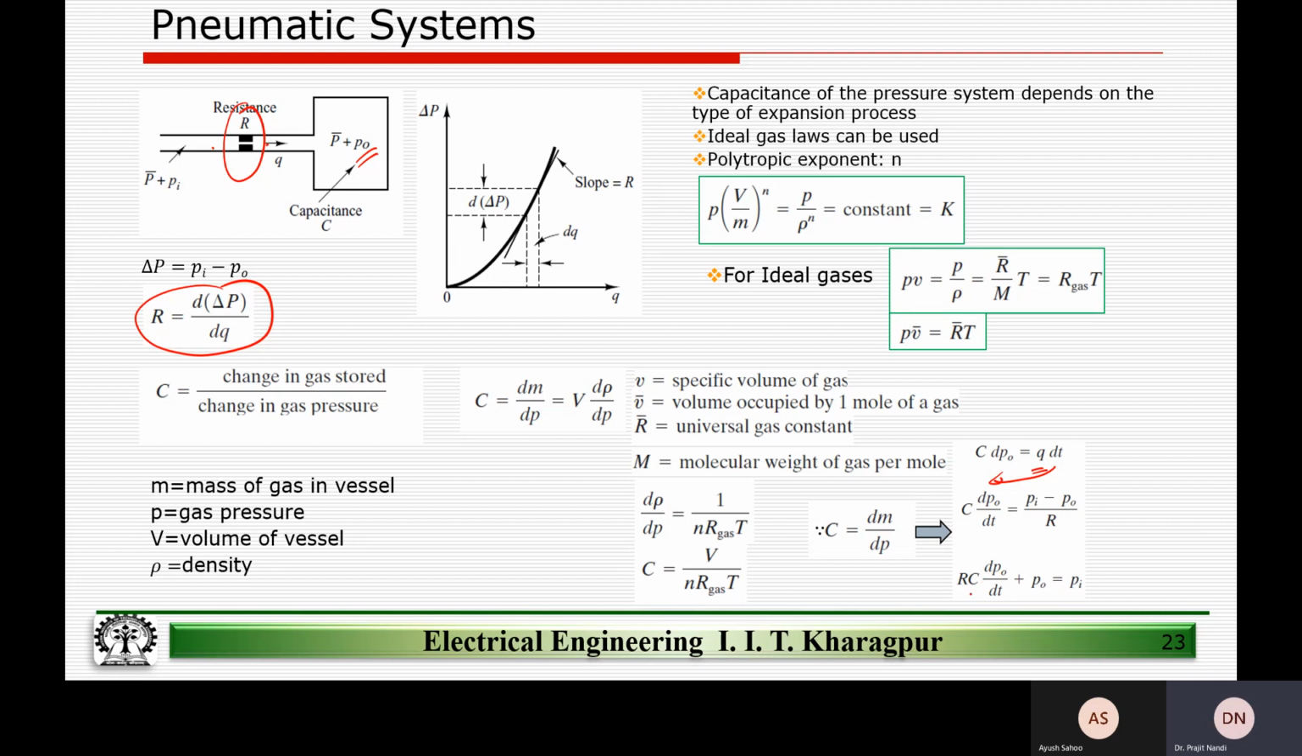And if I take the simple Laplace transform of this, I can represent the output pressure P0 divided by Pi equals 1 by RCS. So this represents a simple RC kind of circuit, right? If this is V0 and this is Vi, then V0 by Vi is given by 1 divided by 1 plus RCS, right? So this system represents something very similar.